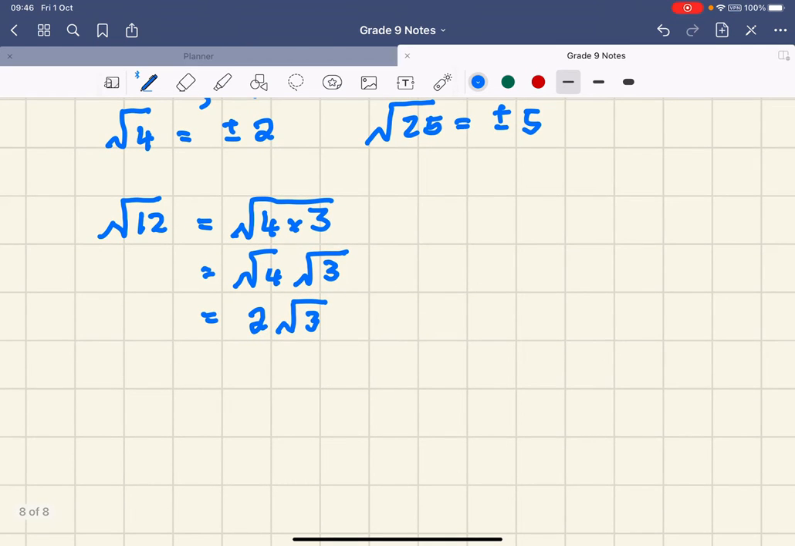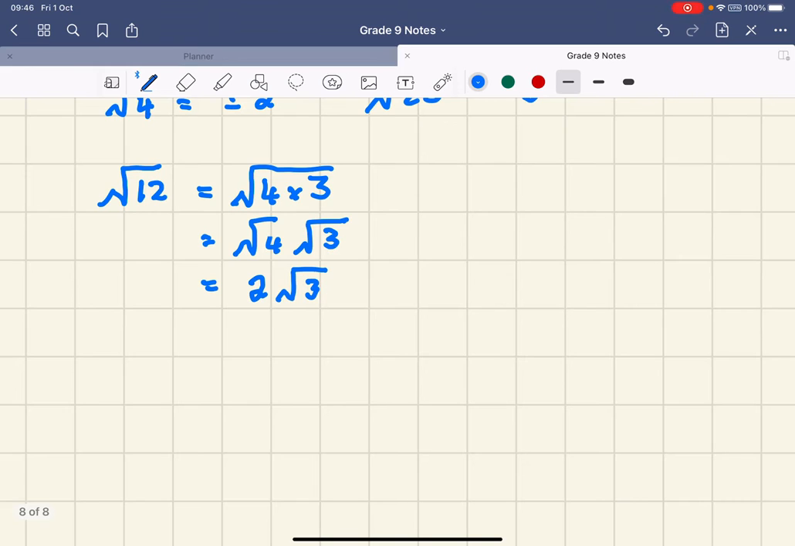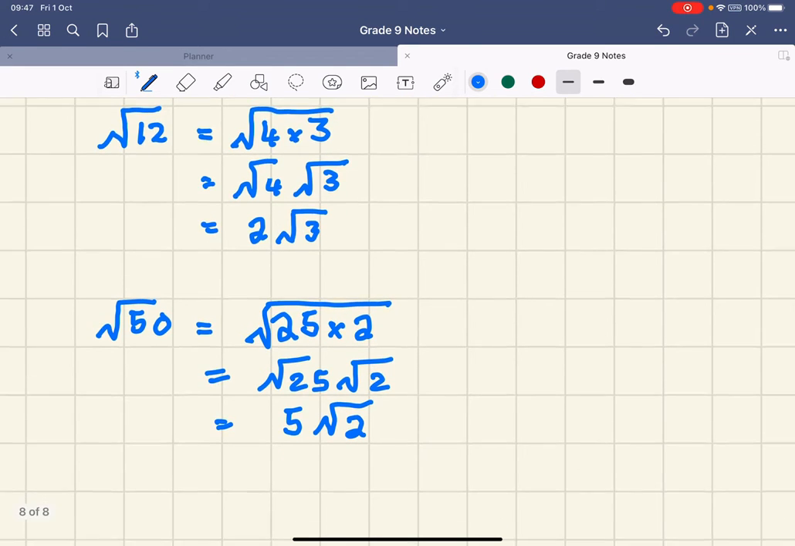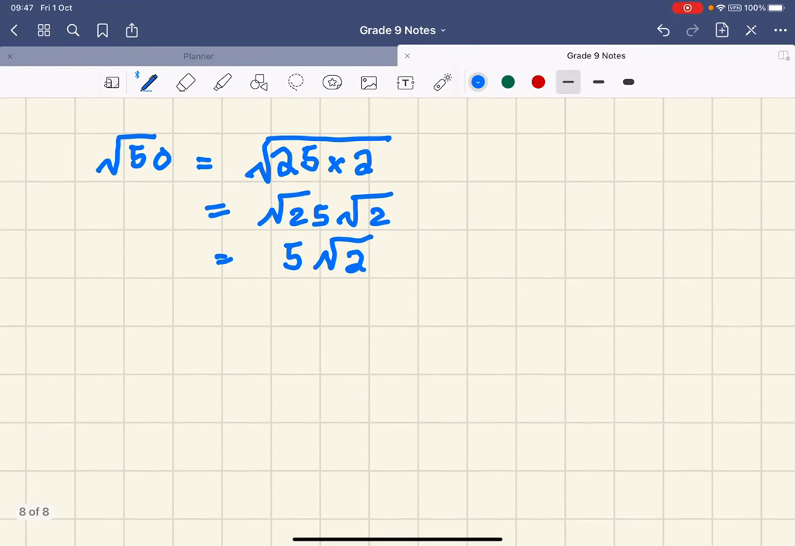Let's do another one. Let's do the square root of 50. So is there a square number that divides into 50? Well, I think that square number that divides into 50 is 25, so it's 25 times 2. So then we can say that this is root 25 times root 2. I know that root 25 is 5, and just for convention I'm taking all the positive numbers here. So we're beginning to see how we can simplify some of these radicals.